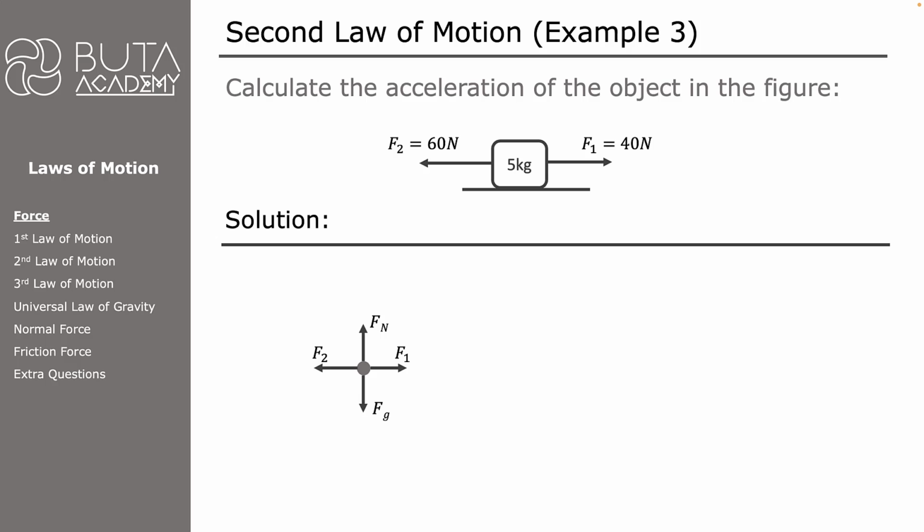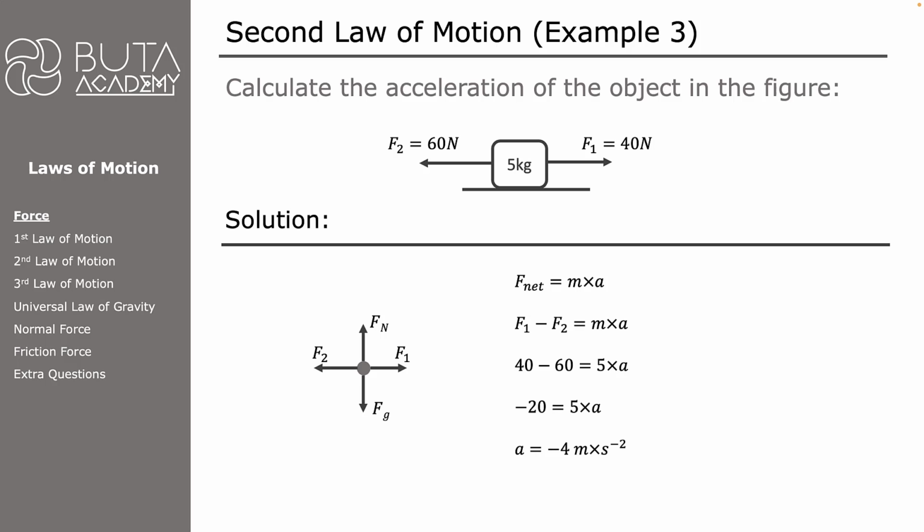For this question, let's choose right as positive direction. In this case, F1 will have a positive value and F2 will have a negative value. Fnet is equal to mass times acceleration is our formula. Then we can rewrite this formula as F1 minus F2 is equal to mass times acceleration. 40 minus 60 is equal to 5 times acceleration. And acceleration is going to be negative 4 meters per second square.